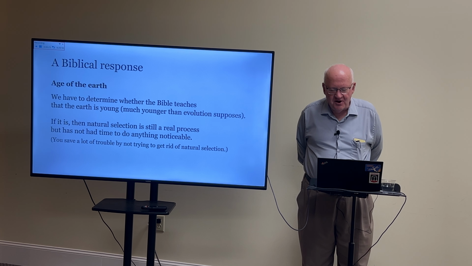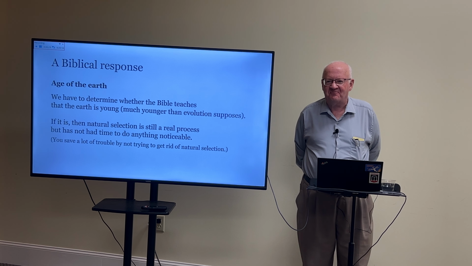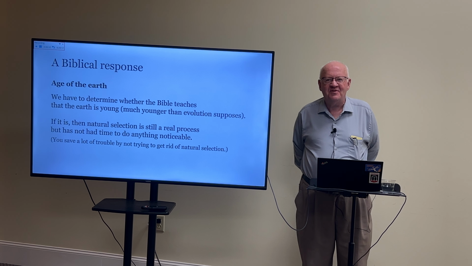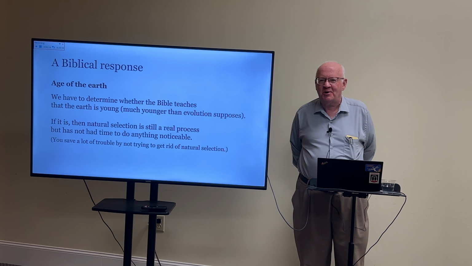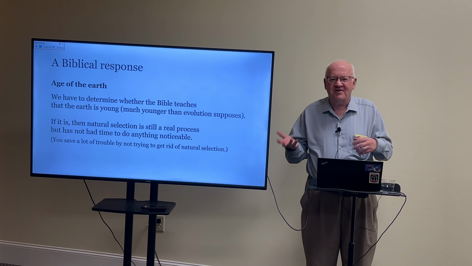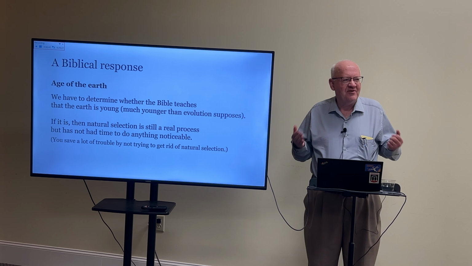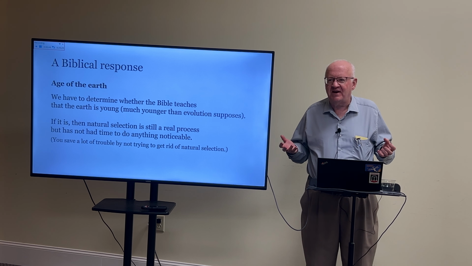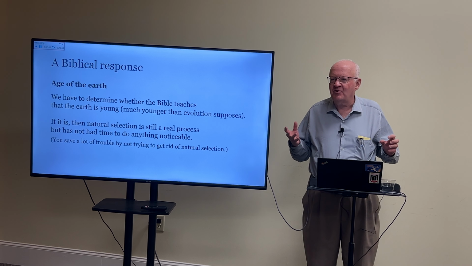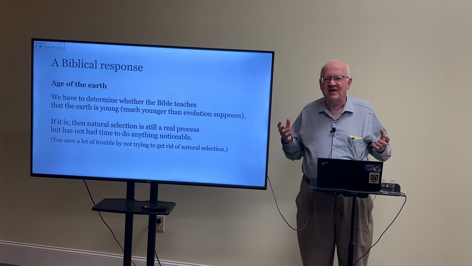By the way, if you take the young earth option, here is a way to save a lot of trouble. Don't try to deny that natural selection is a real process. Just conclude that it hasn't had time to do anything appreciable. But of course, nature is favoring some organisms and not others, and they are mutating. You don't have to deny that, even if you believe that the earth is not old enough for that process to have done enough to produce a visible diversification of life.